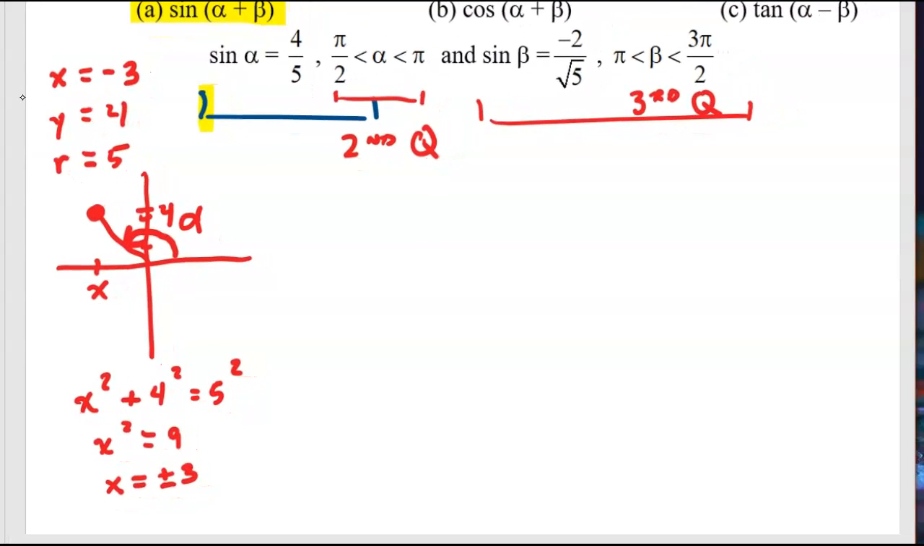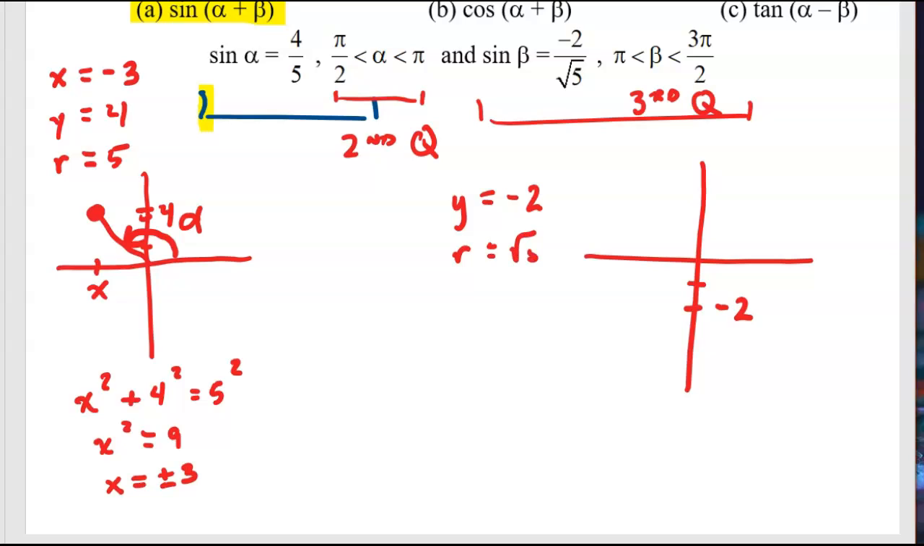Now we need to also draw a diagram for beta. All right, so now I know that for beta, we're given a sine value. So sine of beta, my y value is negative 2. My r value is root 5. Once again, I do not know x. So if I were given cosine, I'd be given x and r, but I'm given sine. Hopefully you kind of vaguely remember this from last semester.